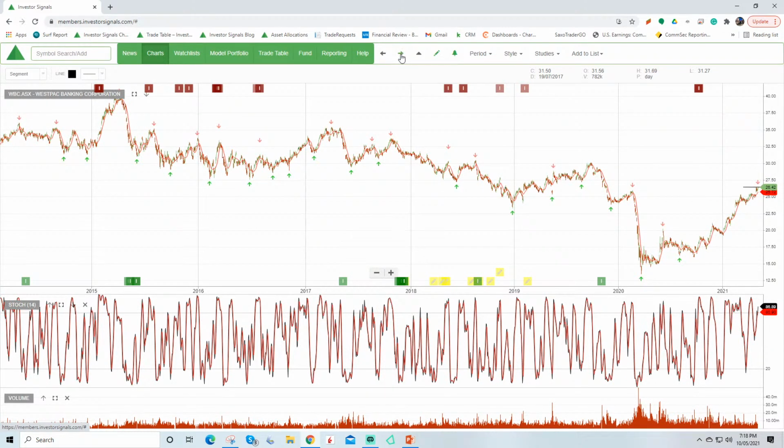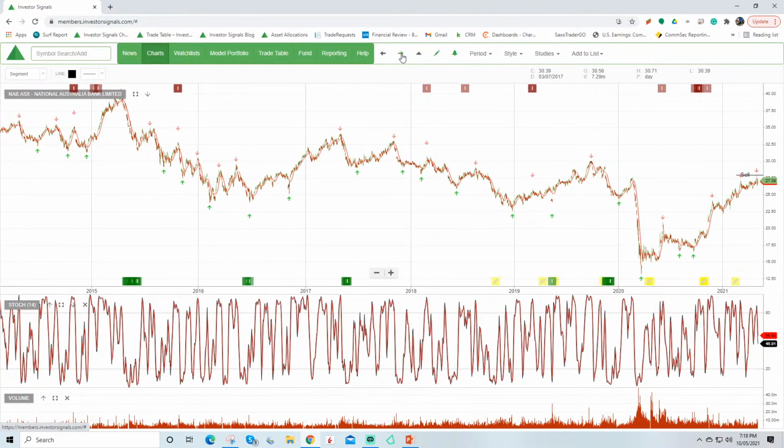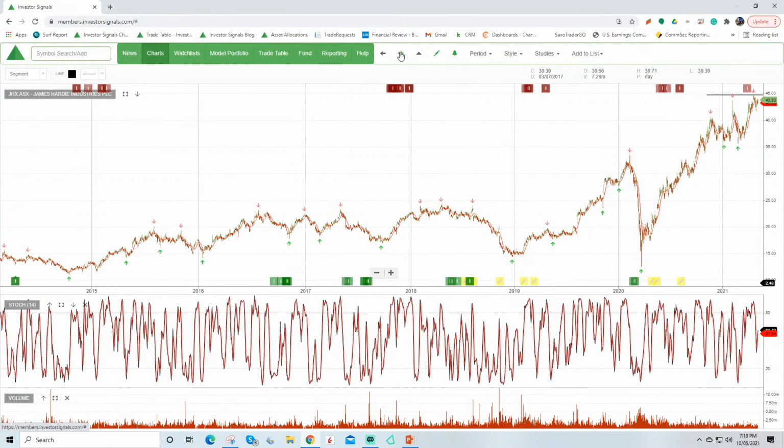Westpac is under sell conditions. Our preference is CBA over Westpac. Tabcorp under sell. We're likely to see that switch to buy conditions later this year. NAB under sell conditions. We get a bit cautious on the banks if we were to see both the S&P and the Nasdaq below the 10-day average, but we're certainly not there at the moment.